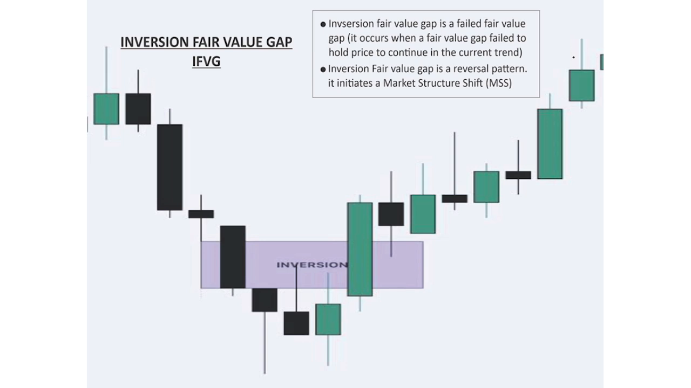Now we have inversion fair value gap. What is inversion fair value gap? Inversion fair value gap is a failed fair value gap. Now, in a nutshell, when a fair value gap fails to hold the price to continue in a trend it has been moving, it is an inversion fair value gap.